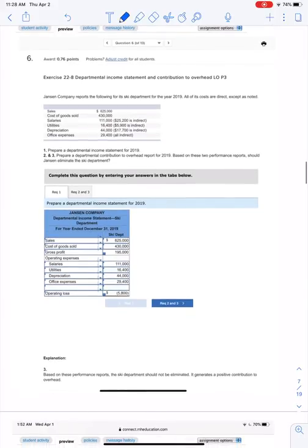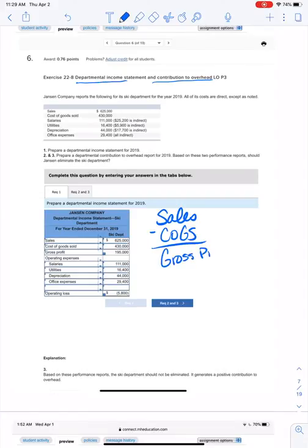So for number 6, what we're going to look at is departmental income statements and contributions to overhead. What we're going to do first is the departmental income statement. When we do this departmental income statement, what we're really going to look at is sales minus cost of goods sold, and that's going to give us something that we call gross profit. You see that right there, but I'm going to go ahead and write it down just to draw your attention to it. So sales minus cost of goods sold is going to give us gross profit.